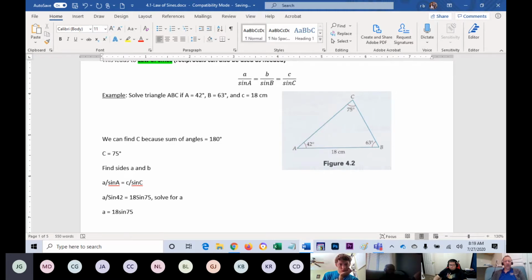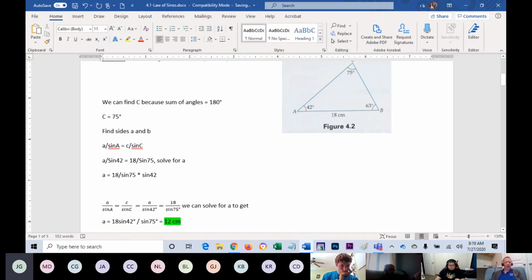Sorry. No, you're right. You're right. I should have had to divide that. Oh, okay. Yeah, I got confused with that. Yeah. Okay. Over, times sine of 42. Okay. And so now we can plug that in our calculators, and we will get that side A is 12 centimeters. Okay.